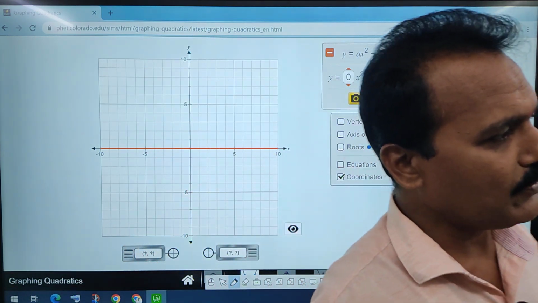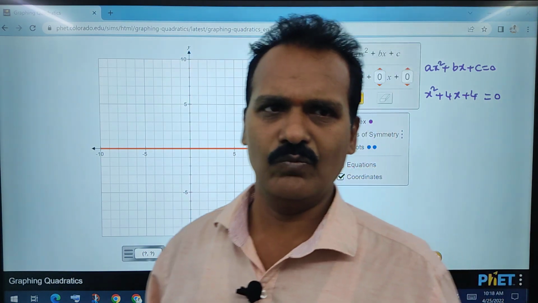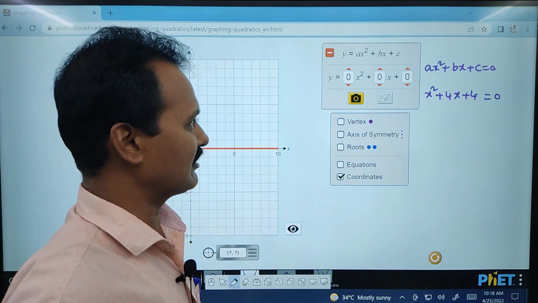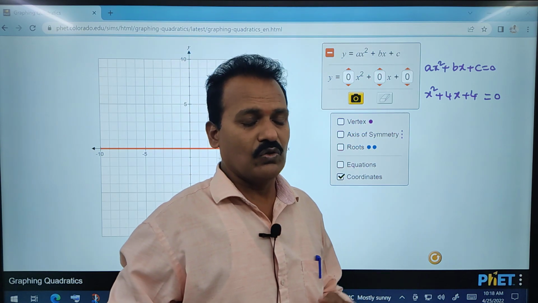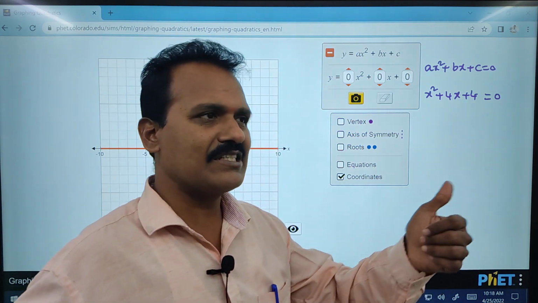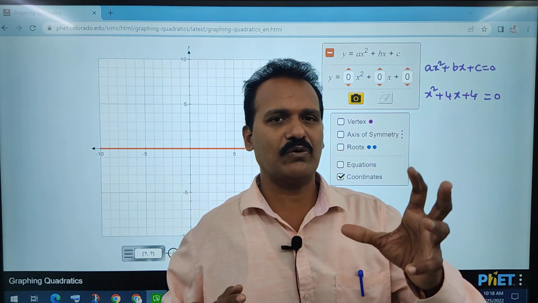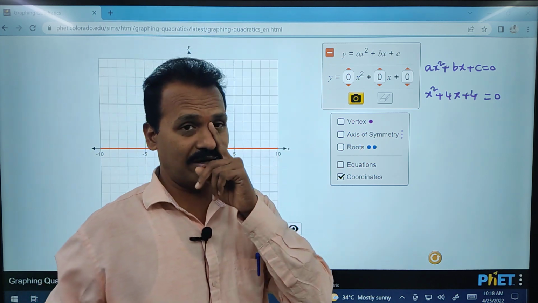So if the value is 1, we will call it a monic quadratic equation. Now, how are we going to find the roots of this equation? To find the roots, there is the factorization method and also a direct formula. First of all, we are going to find the roots using the factorization method. How are we going to do that?